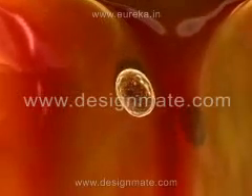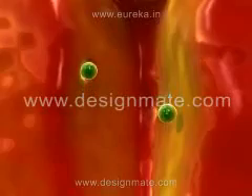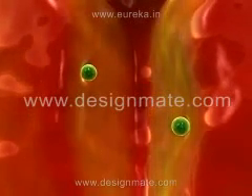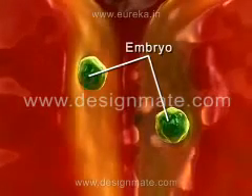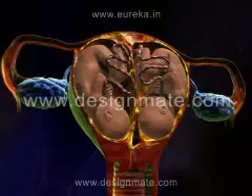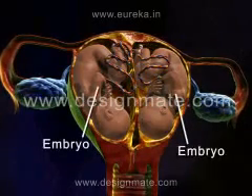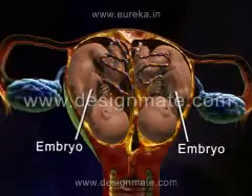Here, the zygote sometimes splits into two identical halves. Each half of the zygote develops separately and forms an embryo. As a result, we see two embryos sharing the same uterus. We can also notice that the embryos share a common placenta. These embryos later on develop to form twins.